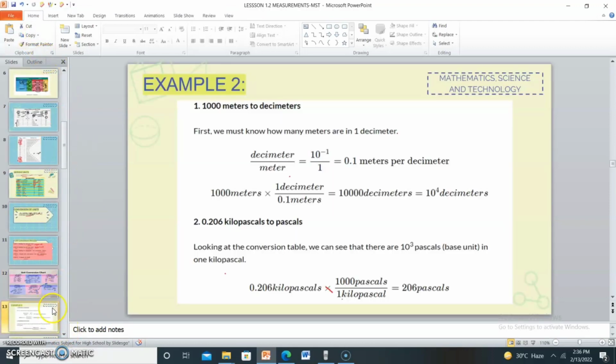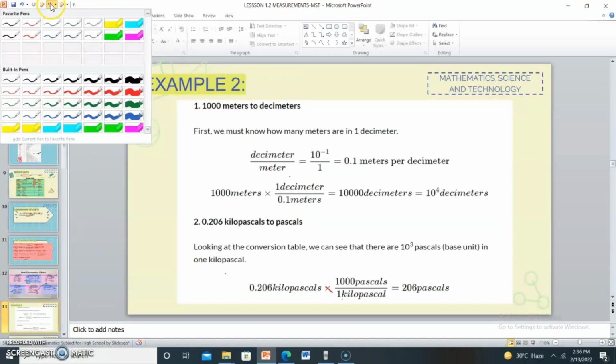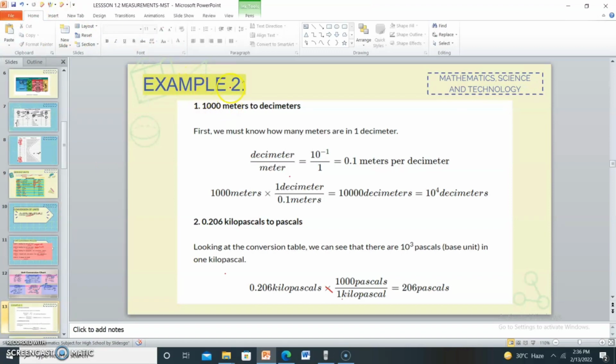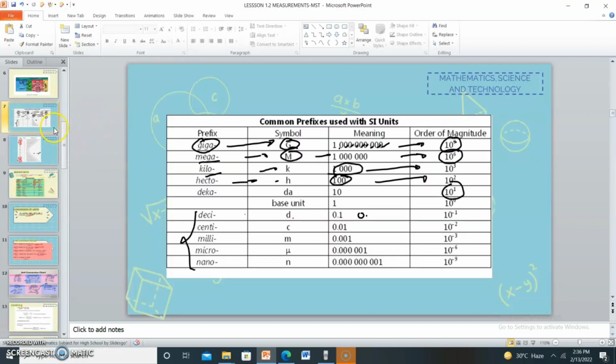So, example. In example 1, convert 1,000 meters to decimeters. Let's check the prefixes for deci. The order of magnitude is 0.1 or 10 raised to negative 1.